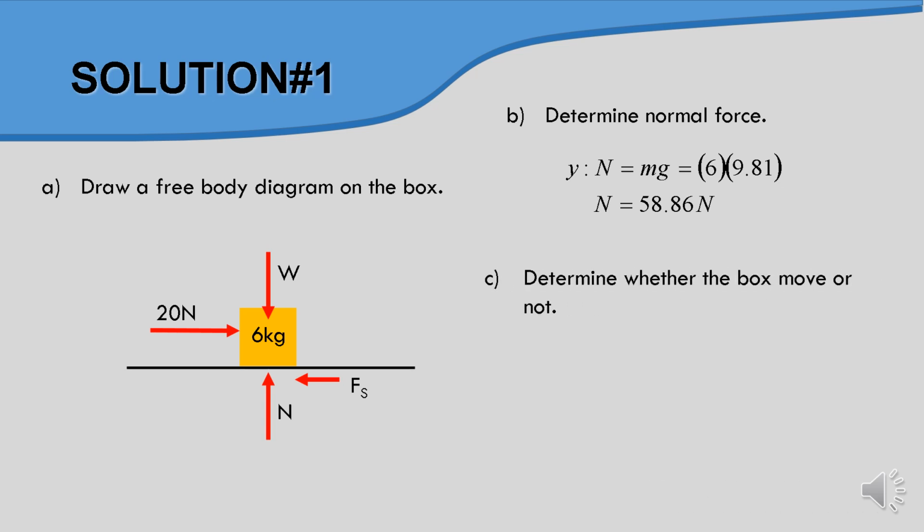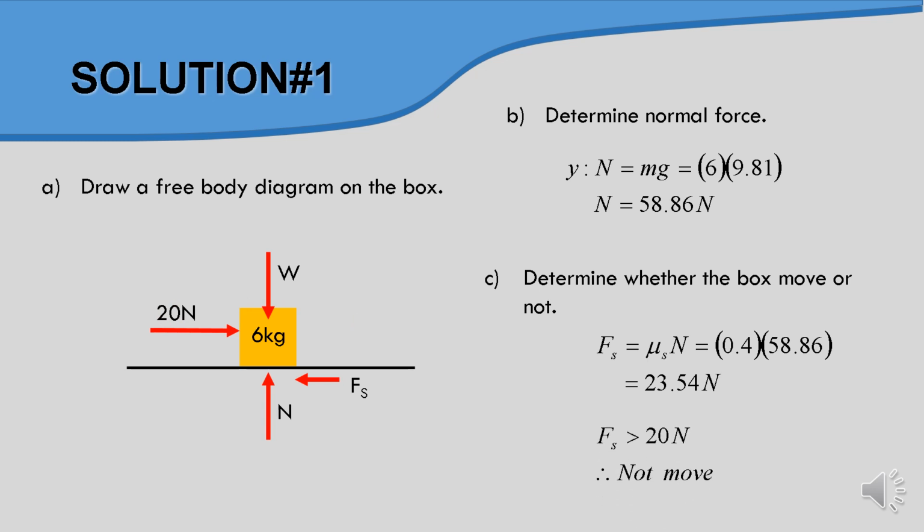So to determine whether the box moves or not, we need to get the value of the frictional force. Once we have the equation, we substitute the values, and finally we obtain the frictional force of 23.54 Newton. So to see whether the box moves or not, the maximum frictional force is this value, and the applied external force given is 20. So the static friction is bigger than 20 Newton, so the force given is not enough to move the box. As a conclusion, the box does not move, it is static.